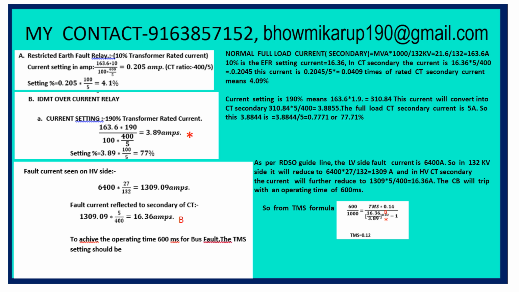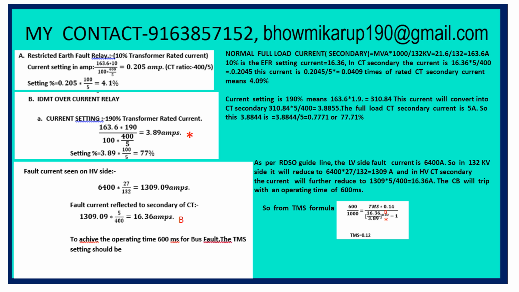But what part is this current of the rated load current of the CT secondary? CT secondary rated load current is 5 ampere. So 3.8855, how many parts? It is near about 0.7771 part or 77.71%. So both we have found. We have set the current 3.8855 and the percentage. So this is the overcurrent relay current setting.